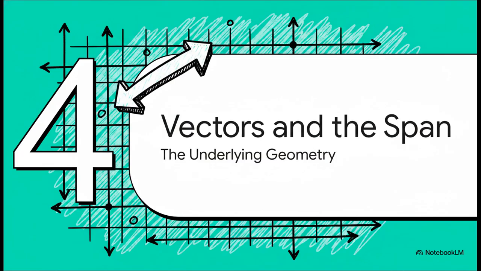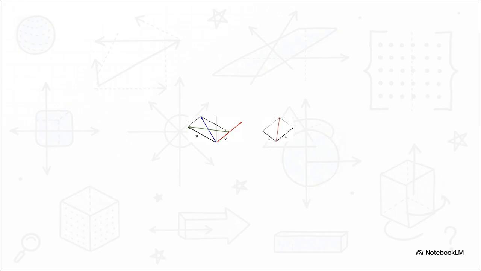All right, part 4, vectors and the span, the underlying geometry. Let's zoom out from the mechanical math for a second and look at the actual space we're playing in. Instead of just staring at rows of static numbers, try imagining the columns of our matrix as directional arrows living in physical space. See how we can take the arrows on the left and add them together using the parallelogram rule to find a new destination?